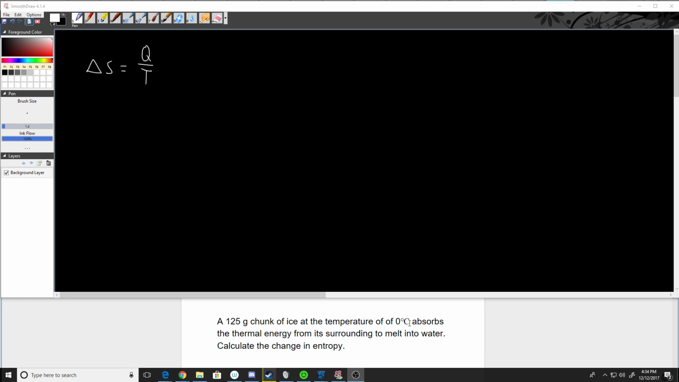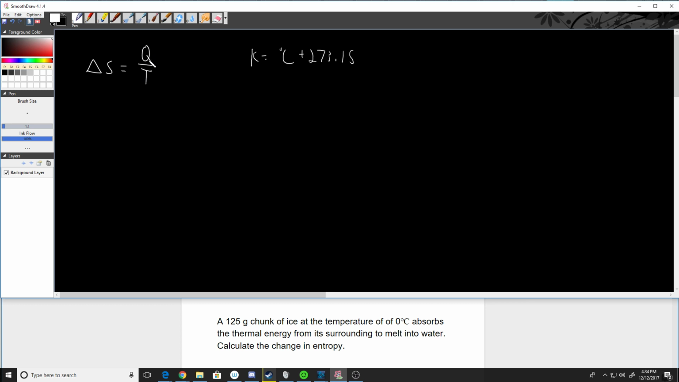The temperature, by the way, I will need to convert into Kelvin. To do that, you just take your degrees Celsius and add 273.15 to it. It's an easy enough conversion. All right, so I have T.